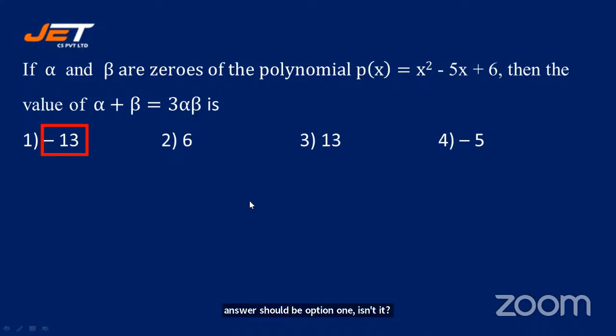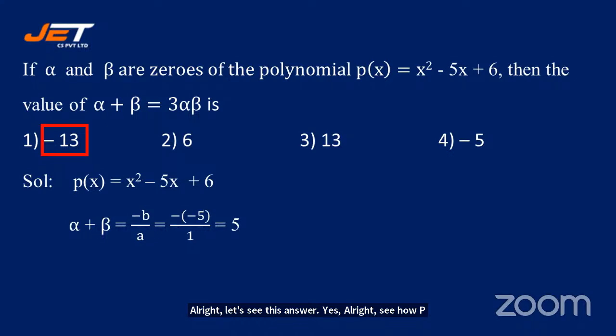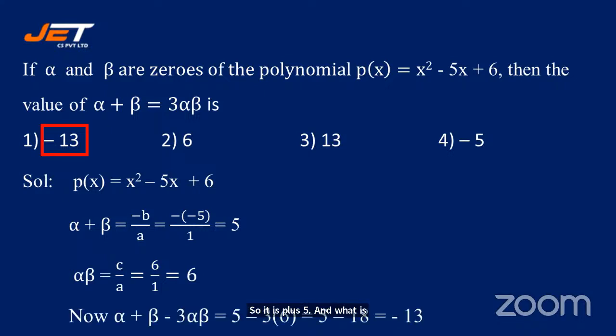Yes, Taruni, you're right. See, p of x is equal to x square minus 5x plus 6. As I told you, take alpha plus beta. What is alpha plus beta? It is minus b by a. So minus b is minus of minus 5, the coefficient of x, by a, which is 1. So it is plus 5. And what is alpha beta? It is c by a, 6 by 1, that is 6. Now you just have to substitute this in alpha plus beta minus 3 alpha beta. So here it is.